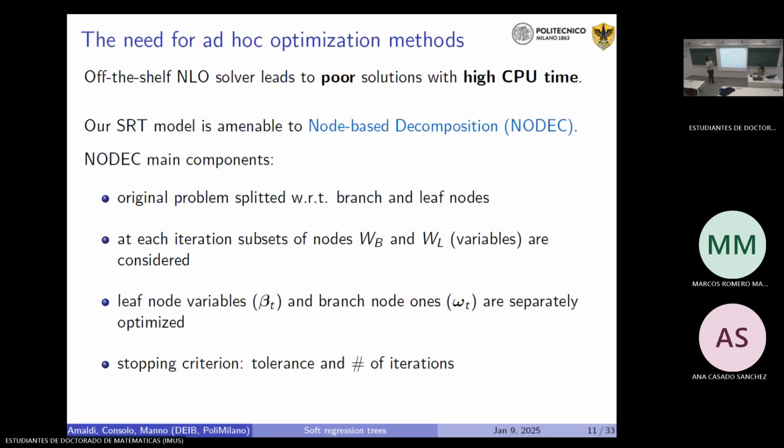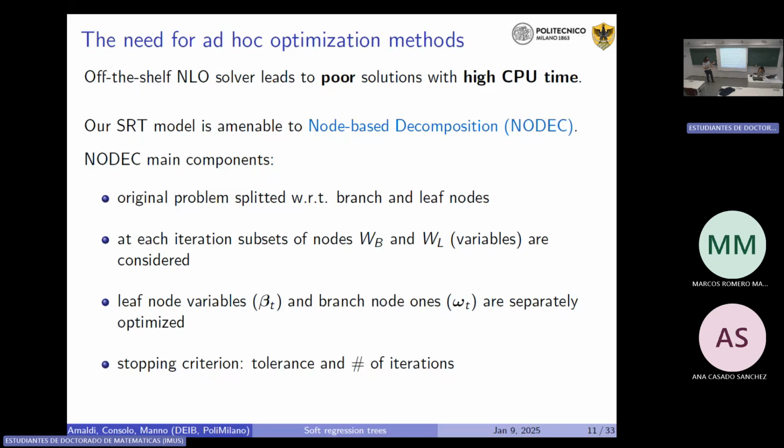Of course, if you look at both objective functions, ours and the ones of Suarez and Blanquero, it's clear that the problem is highly non-convex because you have all these sigmoids that are multiplied to each other. So if you use an off-the-shelf solver, in general you end up with a poor solution, and it requires a lot of computational time to have a good quality solution. You have to try a lot of starting points and hope that you get a good solution.